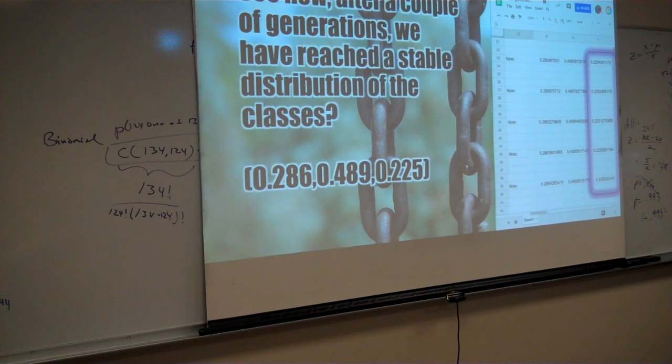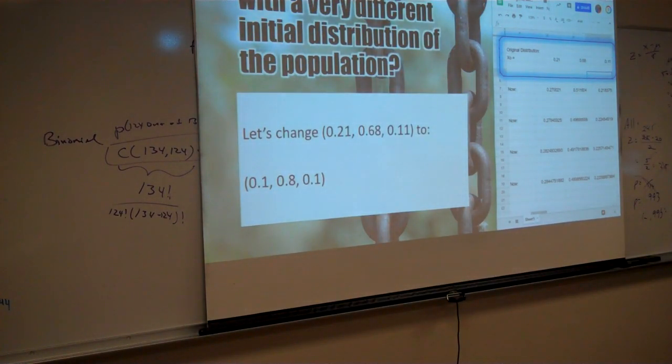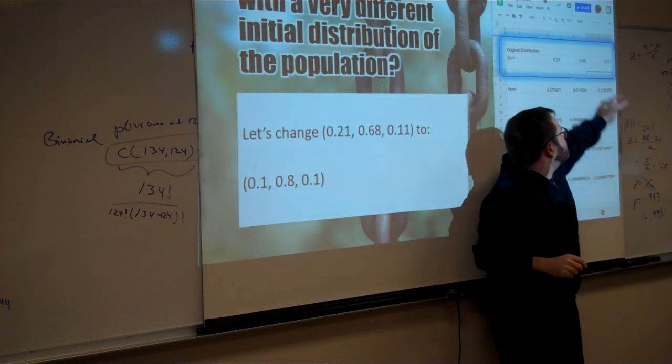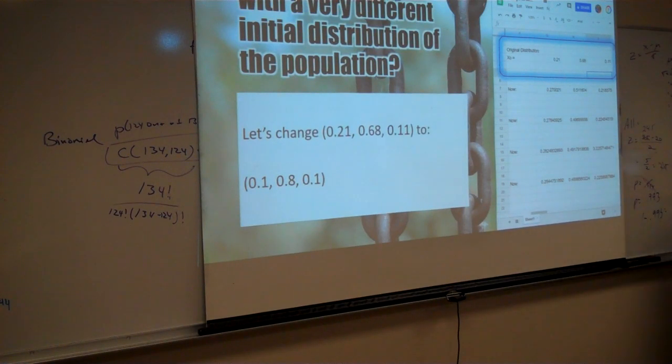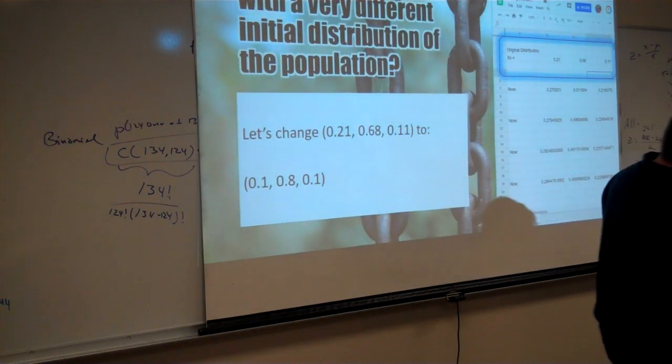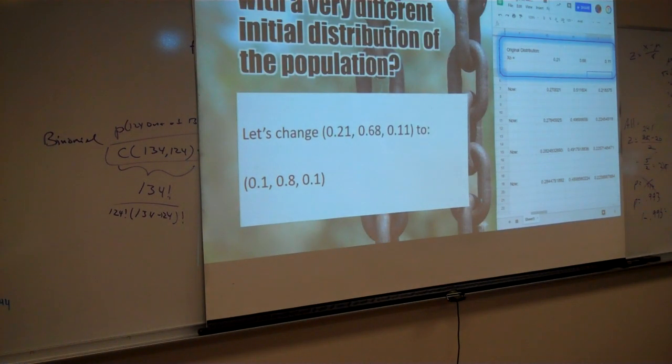We started off with some groups of people in different percentages of the population, and after a handful of generations, we kind of gravitated towards a new distribution. What if we started with something different? Like we started where our original distribution was 21% of the people in group 1, 68% in group 2, and 11% in group 3. What if we did something different? What if we had 10% of the population in group 1, 80% in group 2, and 10% in group 3? So I'll take that original distribution and swap it out.